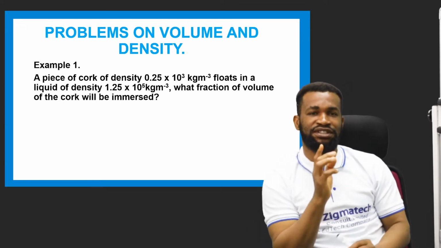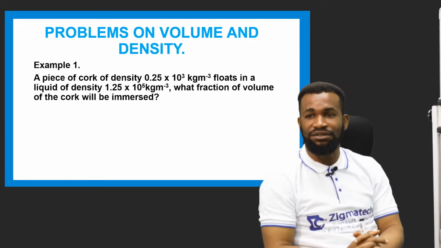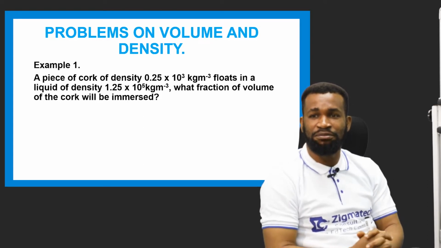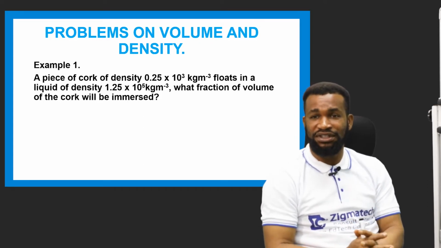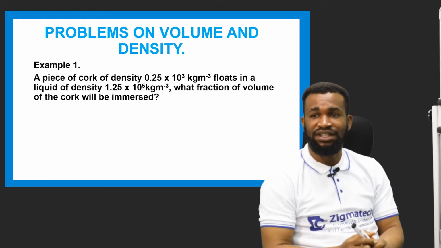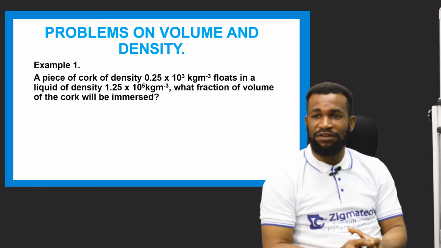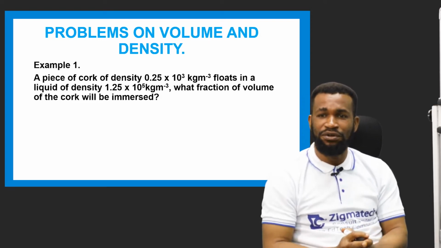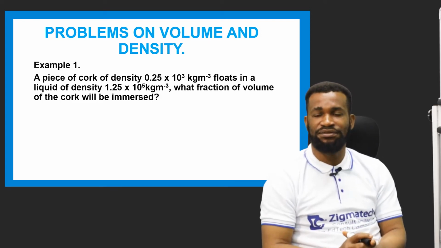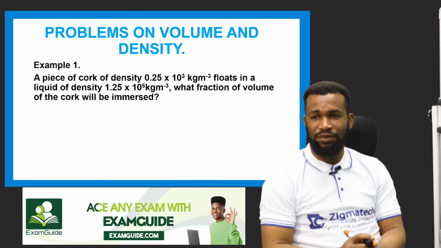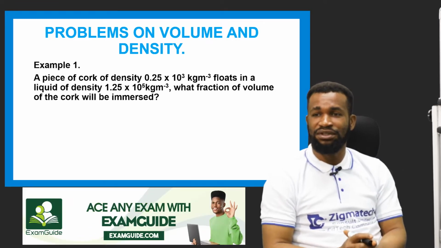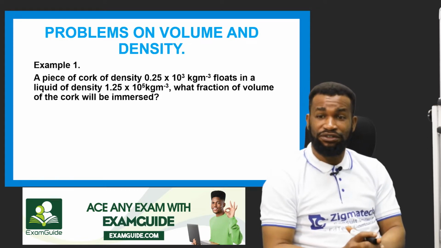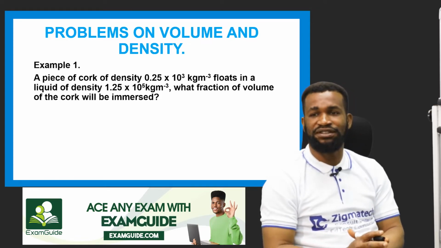Now, using those relations which I have given, we are going to look at the first question we have here on the screen. The first problem we are going to solve is: a piece of cork of density 0.25 times 10 raised to the power 3 kilogram per meter cube floats in a fluid of density 1.25 times 10 raised to the power 5 kilogram per meter cube. What fraction of the volume of the cork will be immersed?